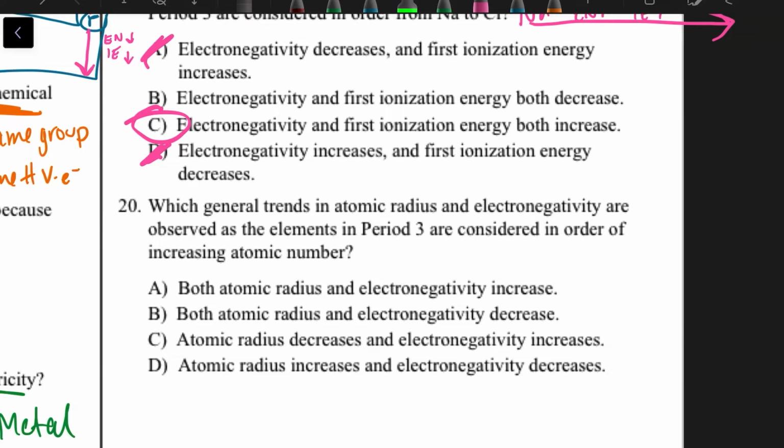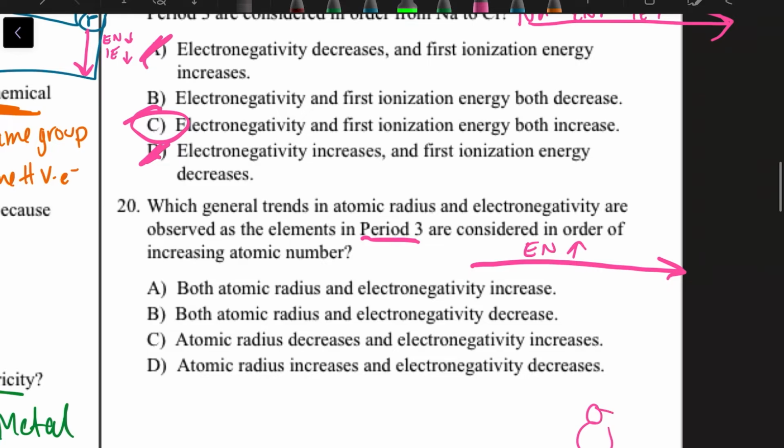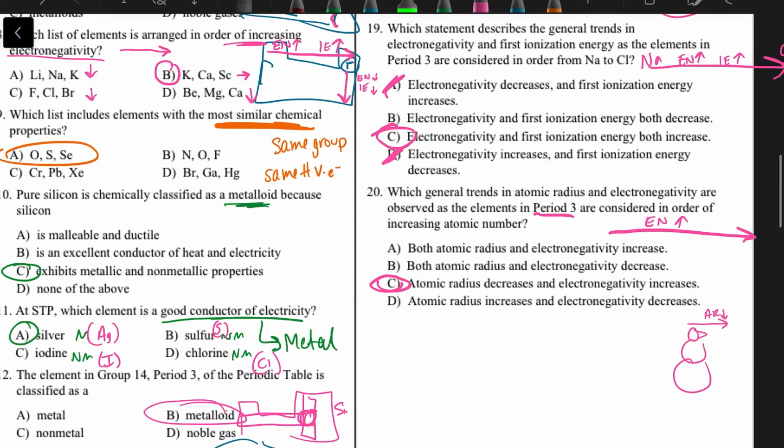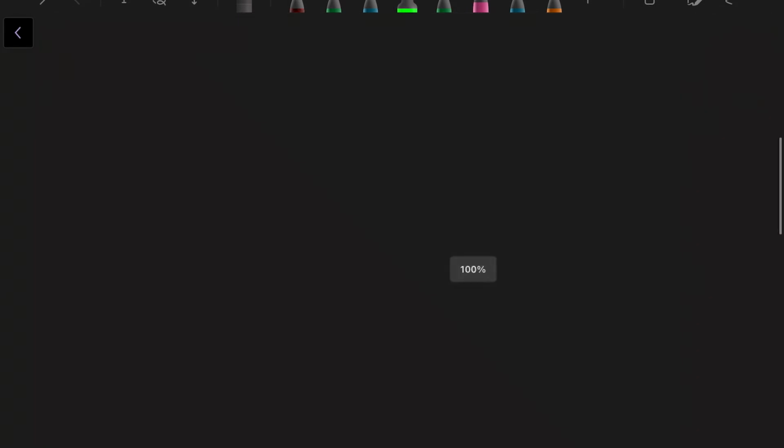Number 20, what general trends in atomic radius and electronegativity are observed as the elements in period 3 are considered in order of increasing atomic number? So we're going left to right. We just said electronegativity increases, but if you think back to our atomic radius snowman, as we go across, your atomic radius actually decreases. So answer choice C, atomic radius decreases, electronegativity increases, is our answer. The whole reason as to why atomic radius gets smaller as you move across the period, not the most relevant of things, but if you wanted to check out the trend video, pretty sure it is mentioned there.